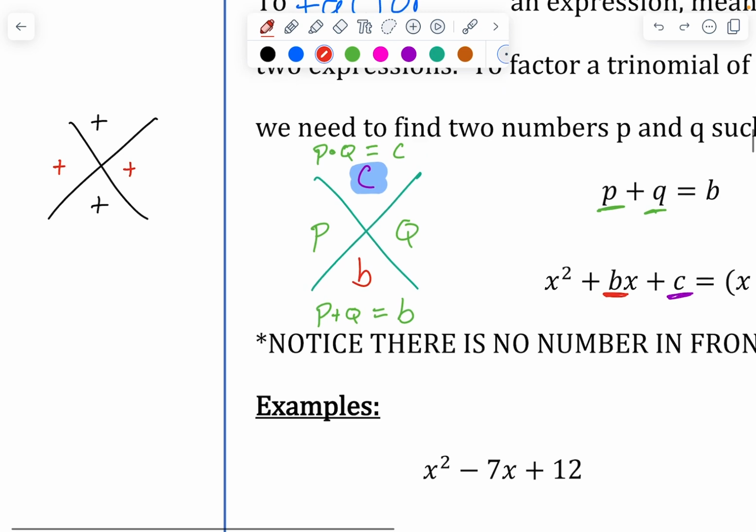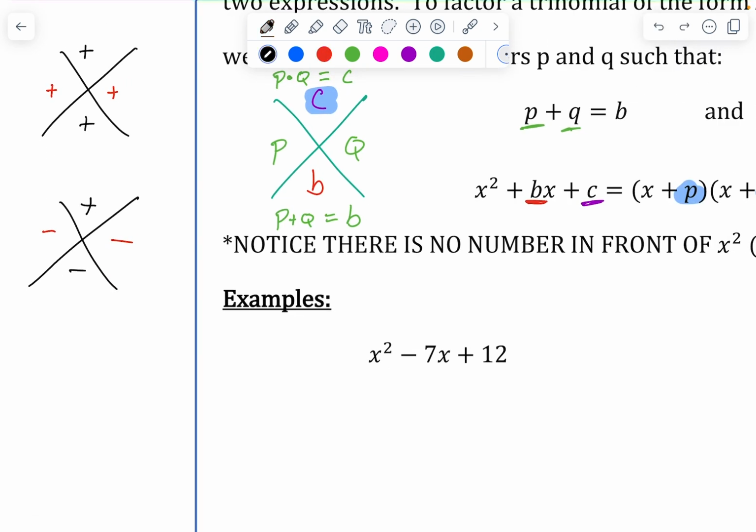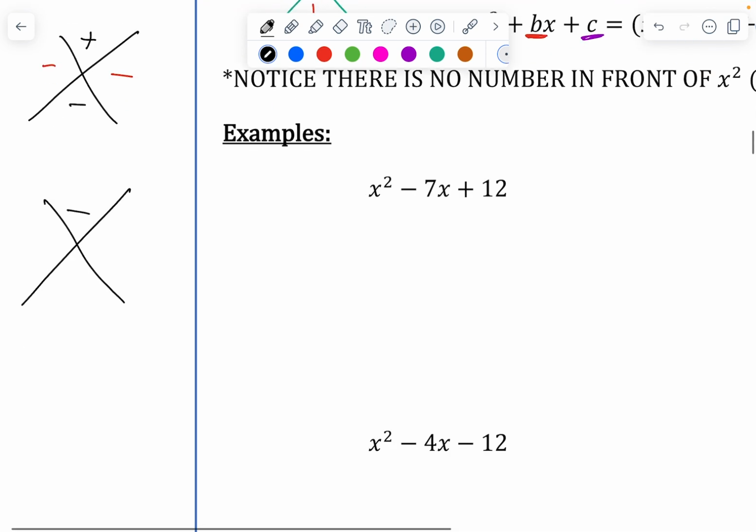Now, however, if we have a positive on the top and a negative on the bottom, that tells me my two factors will be negative, because a negative times a negative gets us a positive on the top, and a negative plus a negative just gets you a bigger negative on the bottom. Now what happens if I have a negative on the top? Let's talk about that. We're going to talk about our two scenarios here.